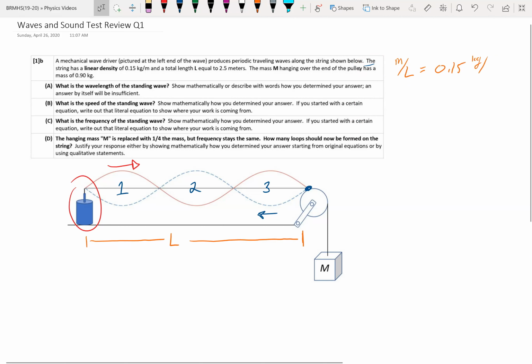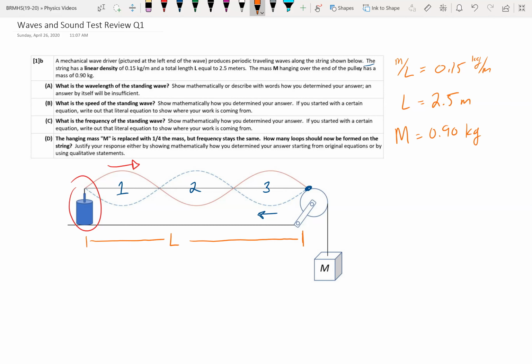0.15 kilograms per meter. The total length L, capital L, of the string from the mechanical wave driver on the left to the pulley on the right is 2.5 meters. So L equals 2.5 meters. The hanging mass, capital M, which is providing tension in the string, has a mass of 0.90 kilograms.